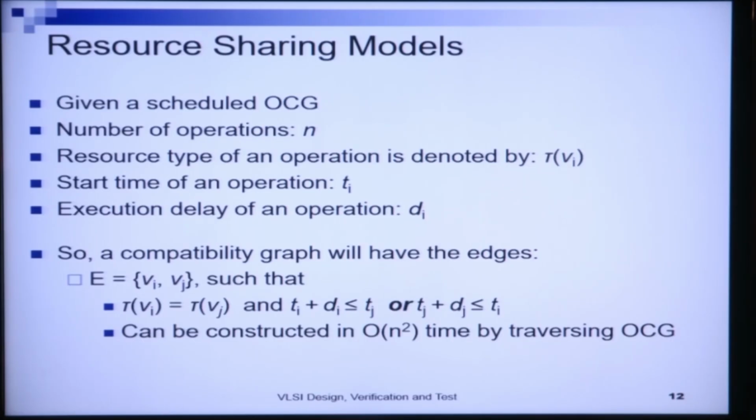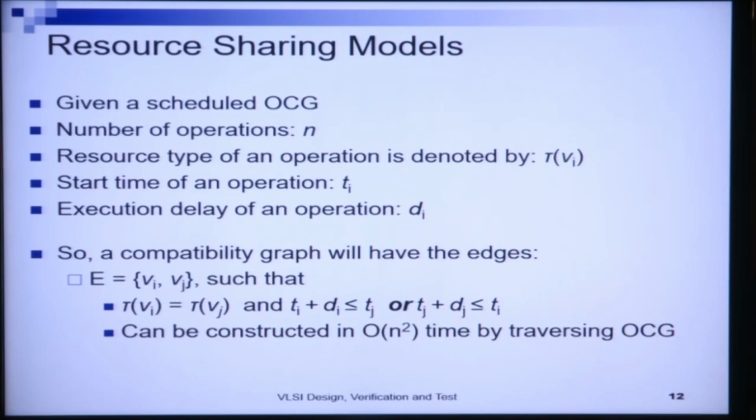Now, given a scheduled OCG, let n be the number of operations. Resource type of an operation is denoted by tau(Vi). This comes from the scheduling problem. So, tau(Vi) tells me the type of resource that I require to execute operation Vi. The start time of the operation is Ti, because this is a scheduled operation constraints graph. I know the distinct start time for each operation i. The execution delay of operation Vi is also known, this is Di.